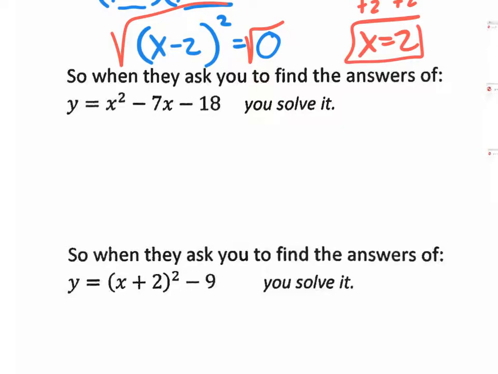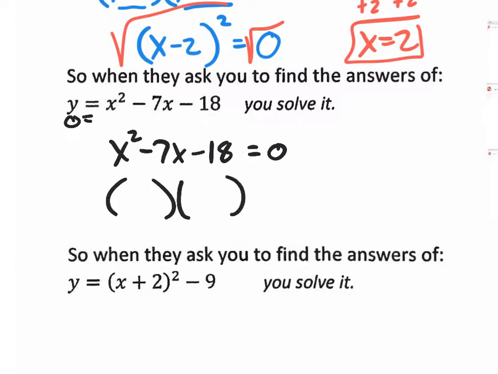Okay, so if we did solve it, x squared minus 7x minus 18, let's put the equal 0 over here instead of the 0 over there. So let's put it on the right side. Let's factor it. What times what is negative 18 that if I add together is negative 7? Come on, people. Negative 9 and 2. Thank you very much.